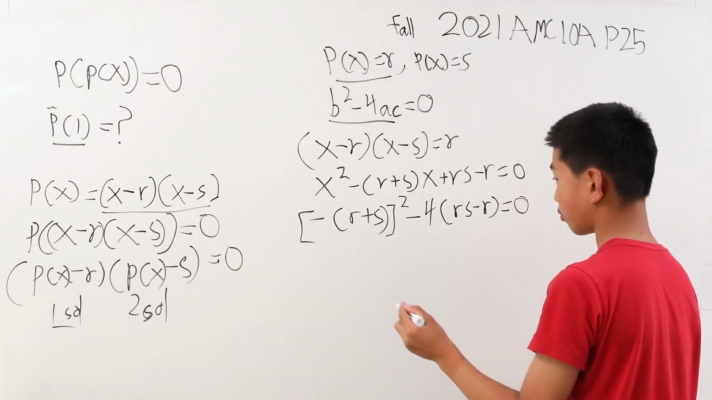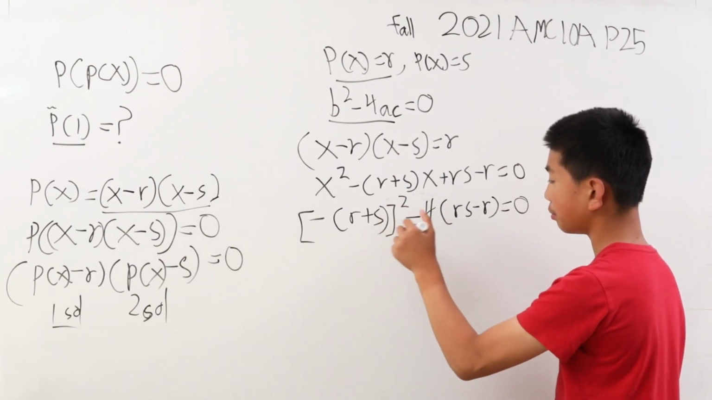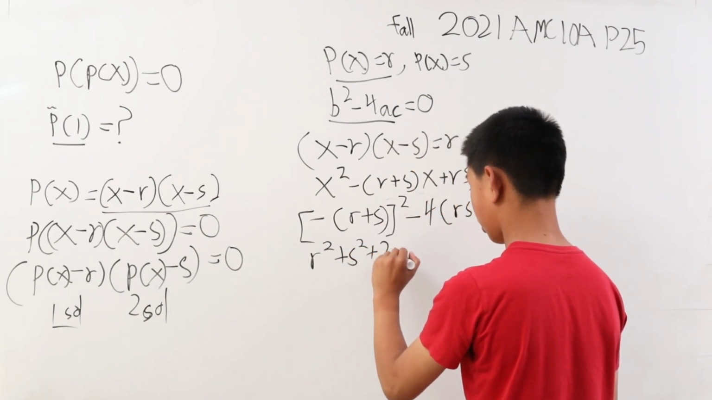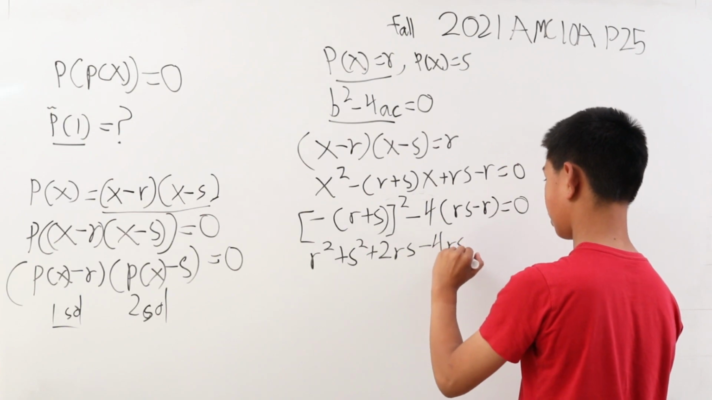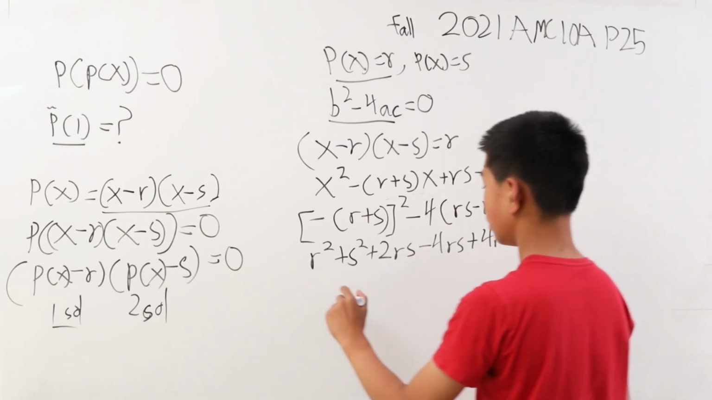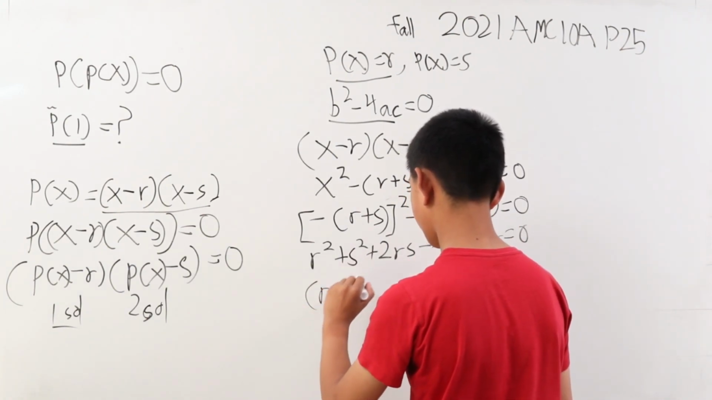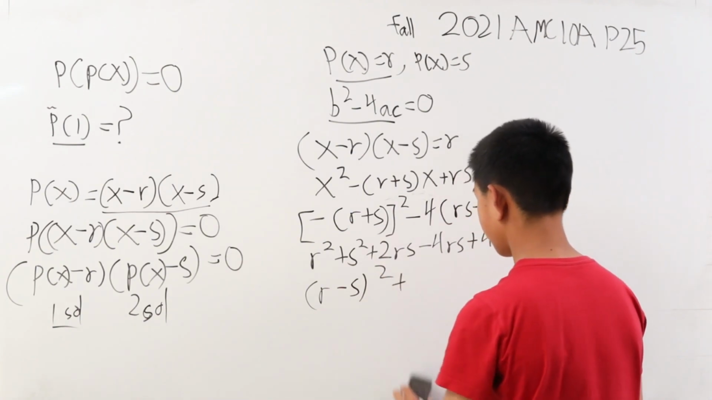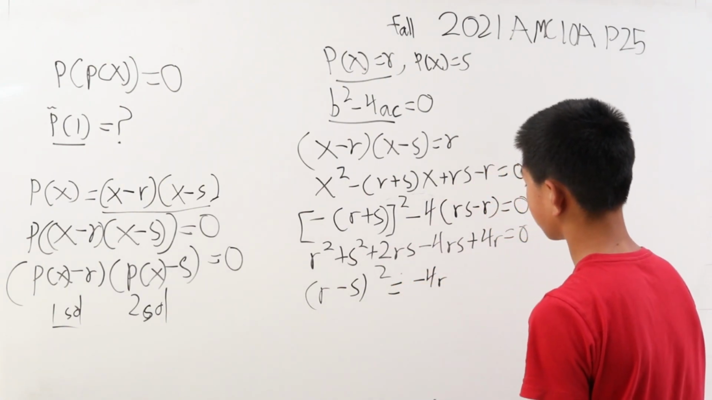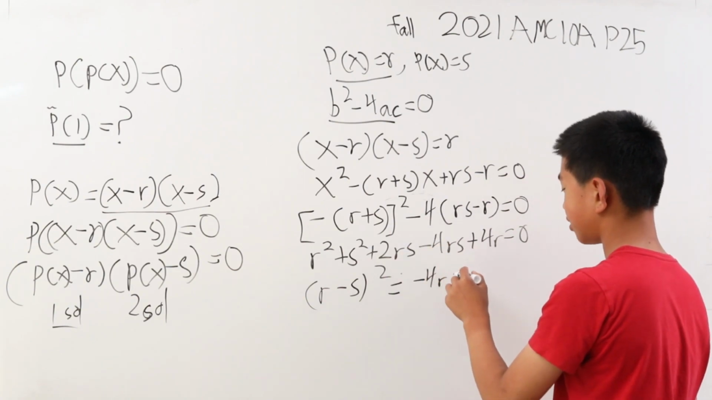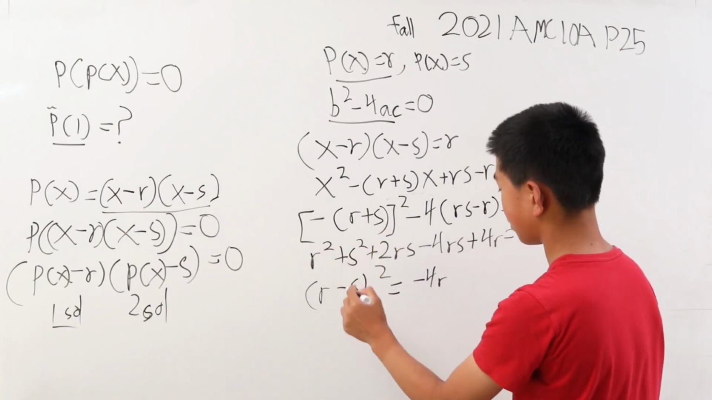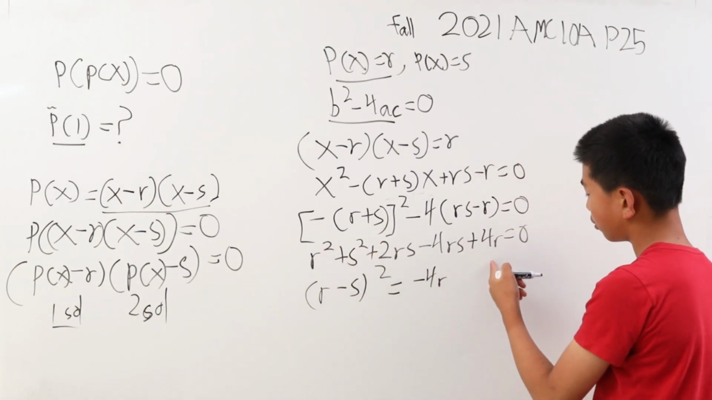Now, when we square this, the negative cancels out. So when multiplying this out, we get r squared plus s squared plus 2rs minus 4rs plus 4r is 0. Now I should move the 4r to the other side, so r minus s squared is equal to negative 4r. I'll explain what I did here. 2rs minus 4rs is negative 2rs. Now we can use the negative 2rs with r squared and s squared to make r minus s squared. We have a 4r left over.